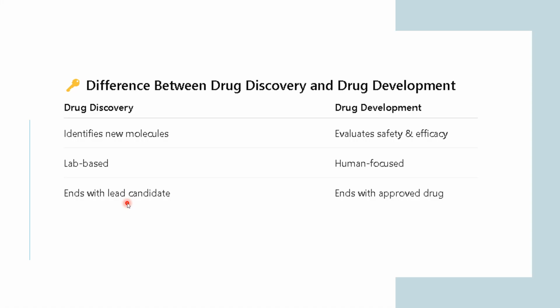So in drug discovery you will end up having a lead candidate in your hand, but you haven't tested it, you haven't done any experiments, you are just focusing on the lab experiments and lab data which you have, and then you go forward. When you go forward, drug development comes into play, which evaluates the safety and efficacy of the particular drug, and it is tested on humans, right? After so many safety precautions and efficacy tests, you will end up with an approved drug. So this is the basic difference between drug discovery and drug development.